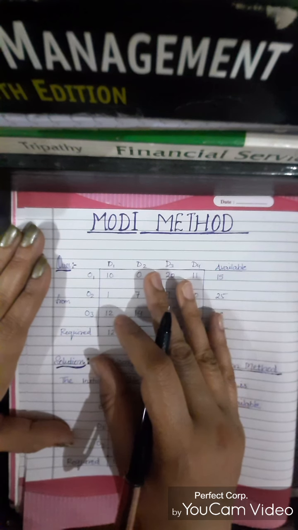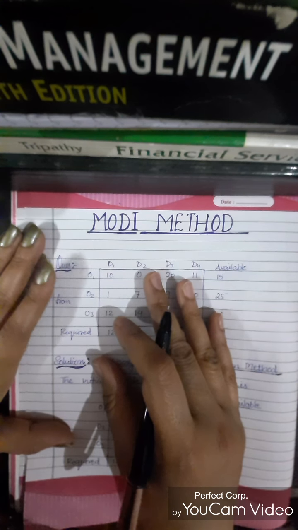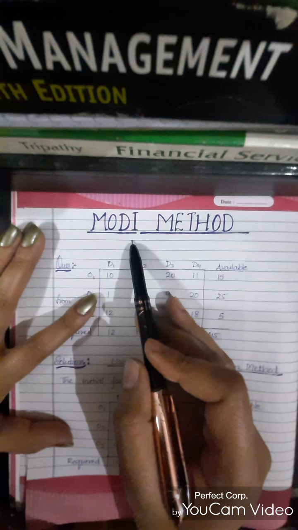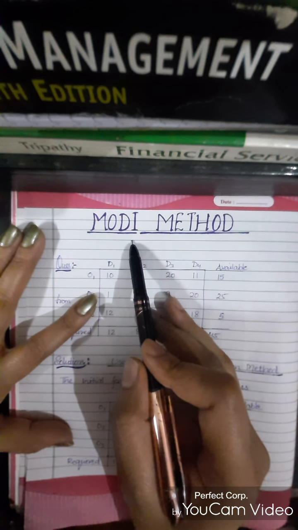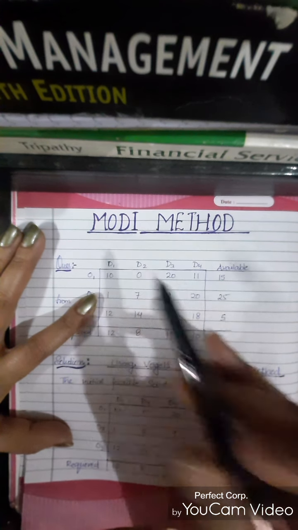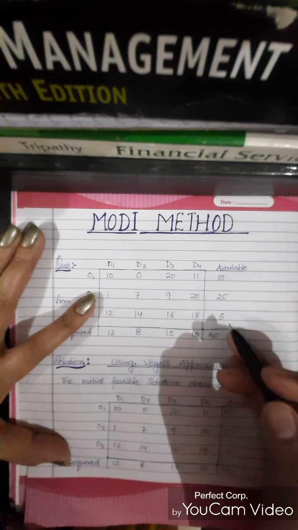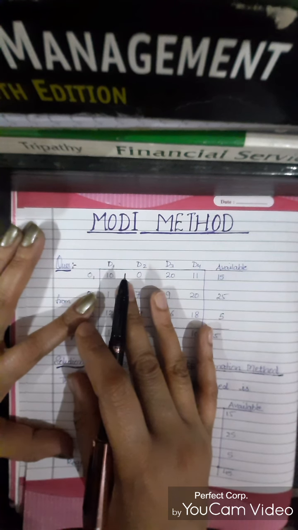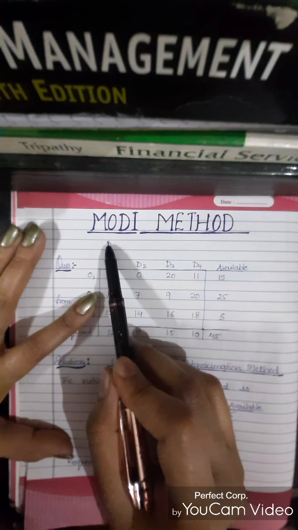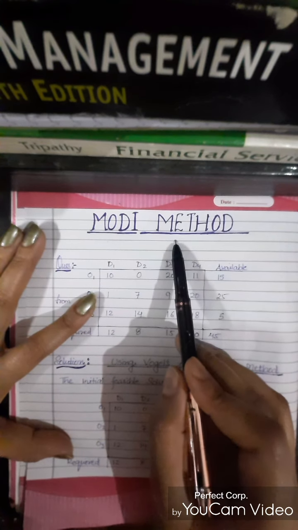Today I will discuss the third step of solving a transportation problem, that is optimality check. As I have discussed before, one of the best methods used to check the optimality of the feasible solution obtained in the second step, by using methods like the northwest corner rule, least cost or Vogel's approximation method, is what we call the modified distribution method, or MODI method.